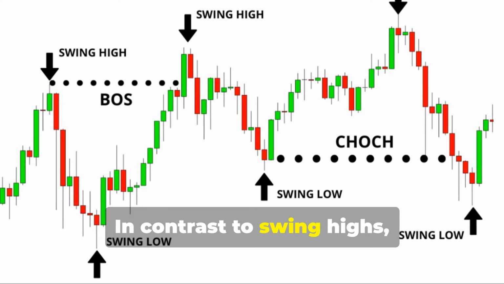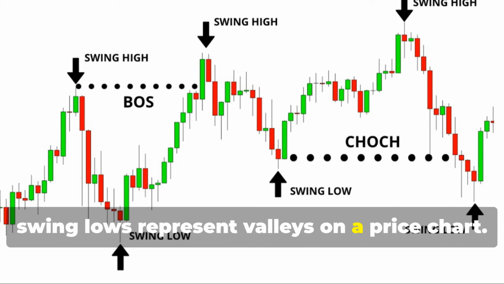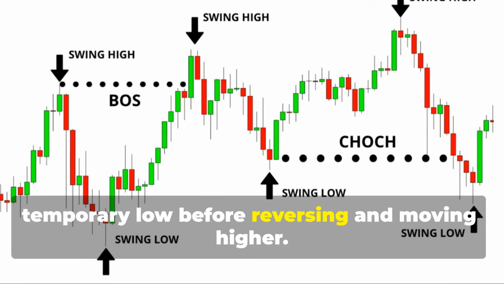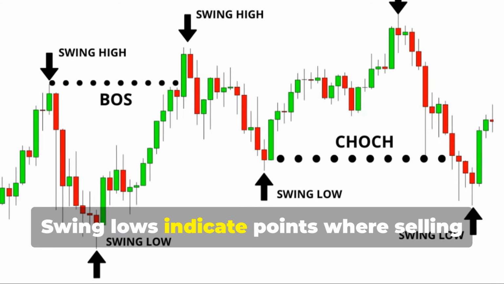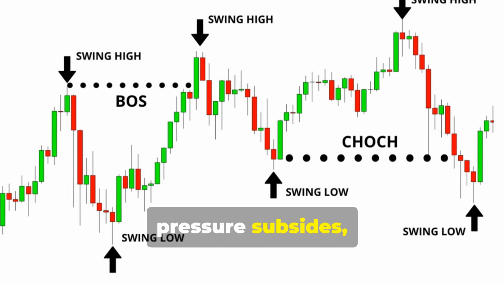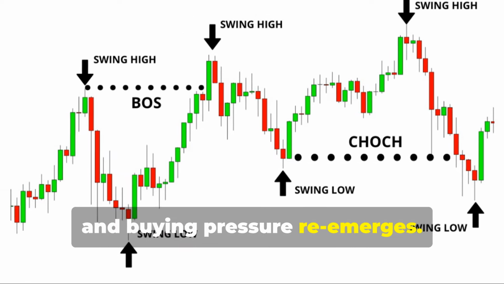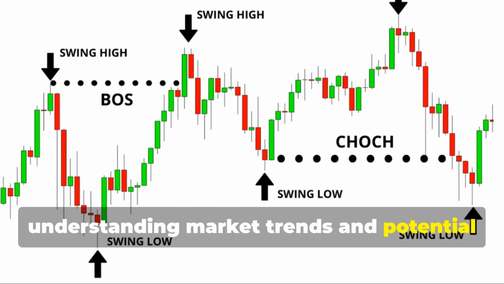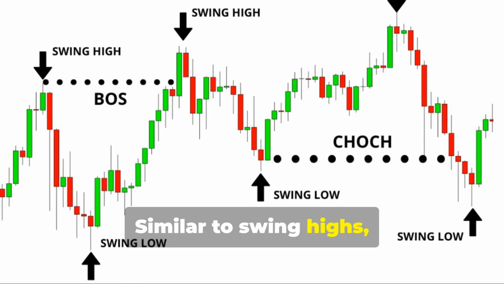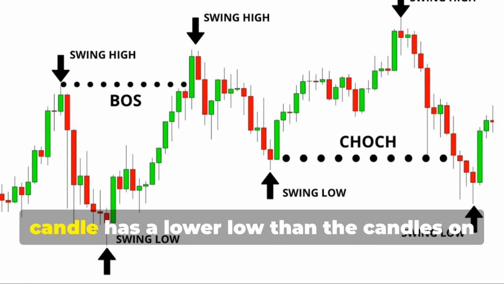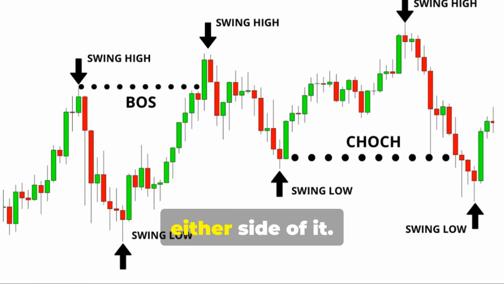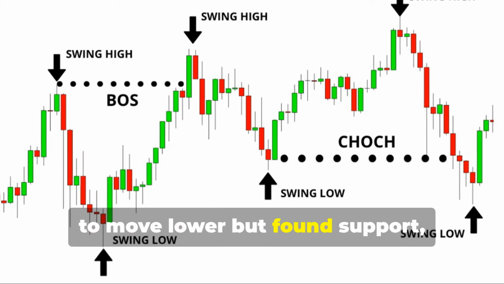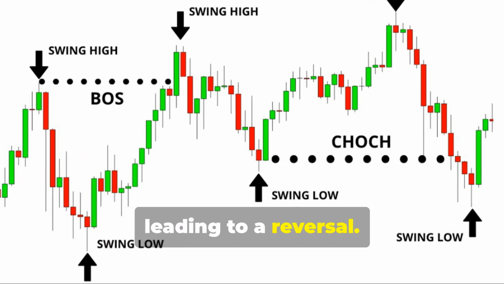In contrast to swing highs, swing lows represent valleys on a price chart. They occur when the price reaches a temporary low before reversing and moving higher. Swing lows indicate points where selling pressure subsides and buying pressure re-emerges. Identifying swing lows is crucial for understanding market trends and potential support levels. Similar to swing highs, look for a candlestick pattern where a candle has a lower low than the candles on either side of it. This signifies that the price attempted to move lower but found support, leading to a reversal.